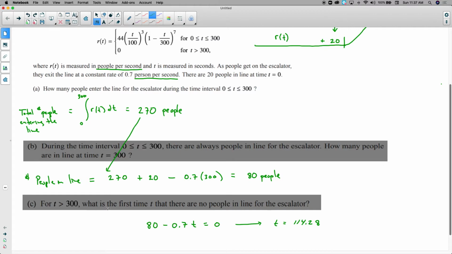Okay, so what is the first time t that there are no people in line for the escalator? Now, be careful here. This is the number of seconds that it takes for these 80 people to leave the line. Meanwhile, 300 seconds have already passed. 300 seconds passed to get to the point where there were 80 people in line. So the total amount of time to clear out the escalator line is 414.28 seconds.